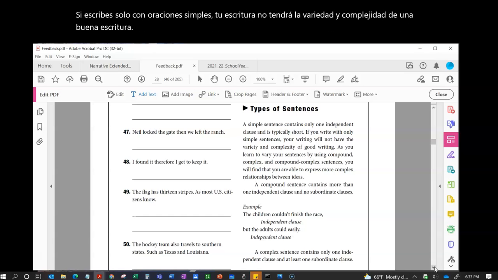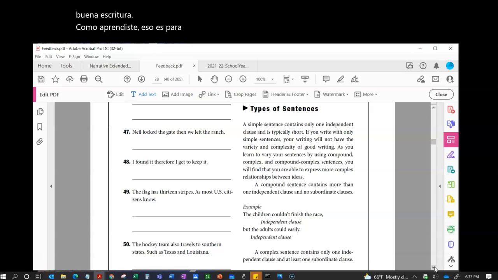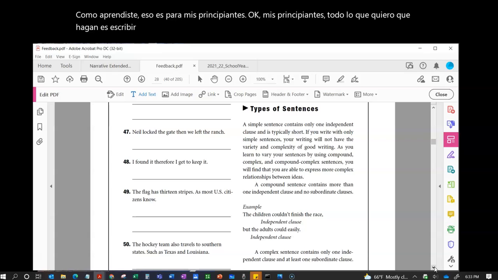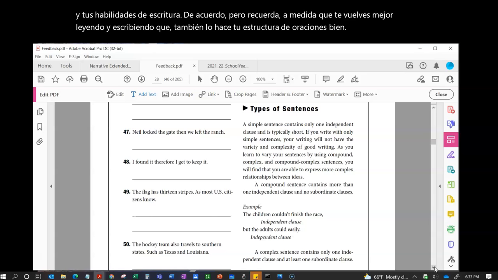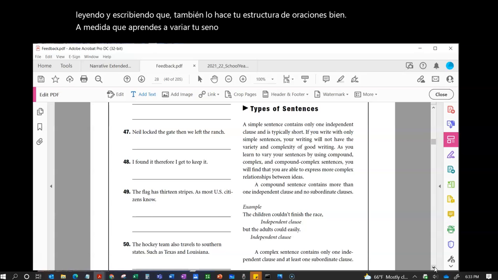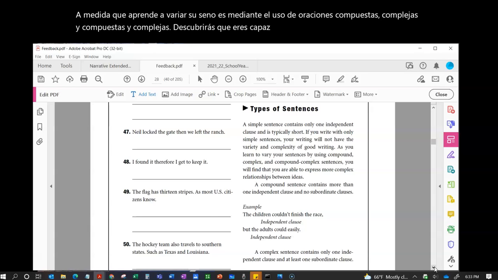So that's for my beginners, okay? My beginners, all I want you to do is write in simple sentences, okay? Because you have to build up your vocabulary and your writing skills, okay? But remember, as you become better at reading and writing, so does your sentence structure, okay? As you learn to vary your sentences by using compound, complex, and compound-complex sentences, you will find that you are able to express more complex relationships between ideas.